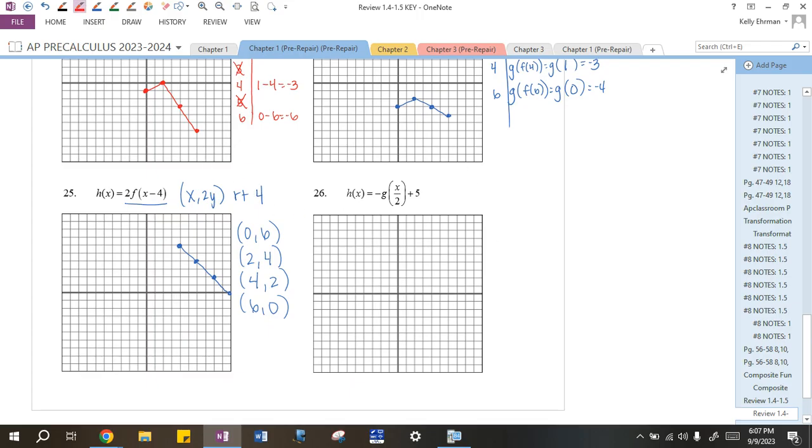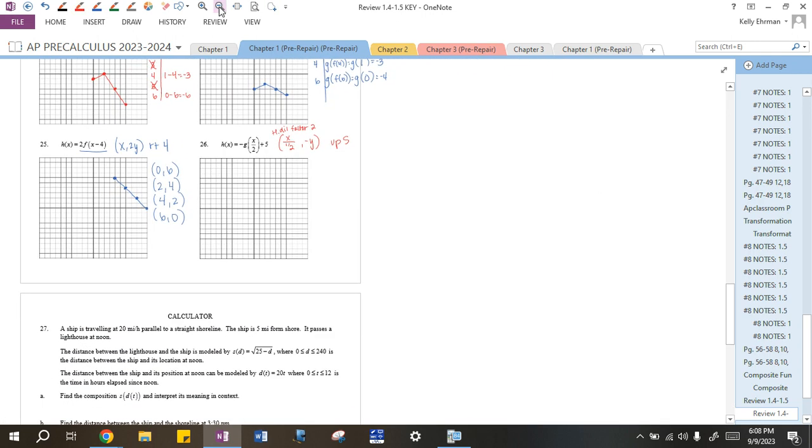All right, and now we're just looking at G's graph. So for G, every x value gets divided by 1/2. That's a horizontal dilation by a factor of 2. Every y value gets a negative, and then we're going up 5. So again, I'm going to zoom out so I can see the points.